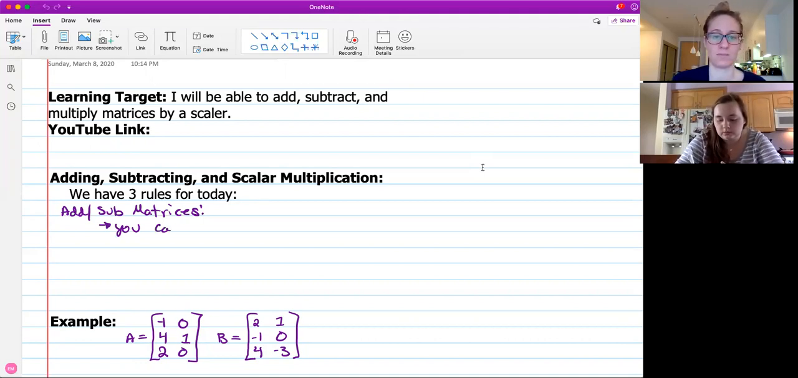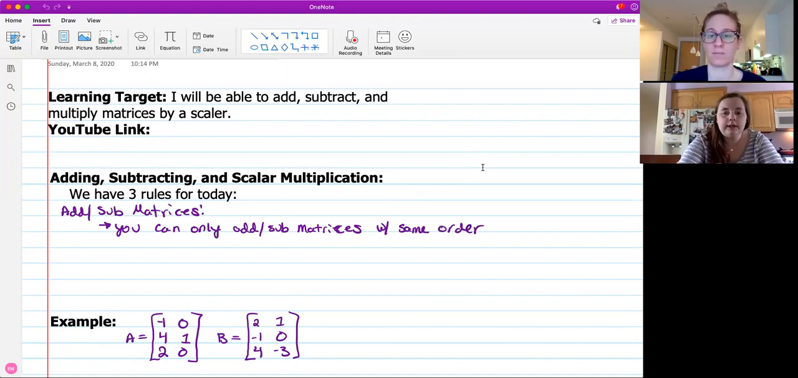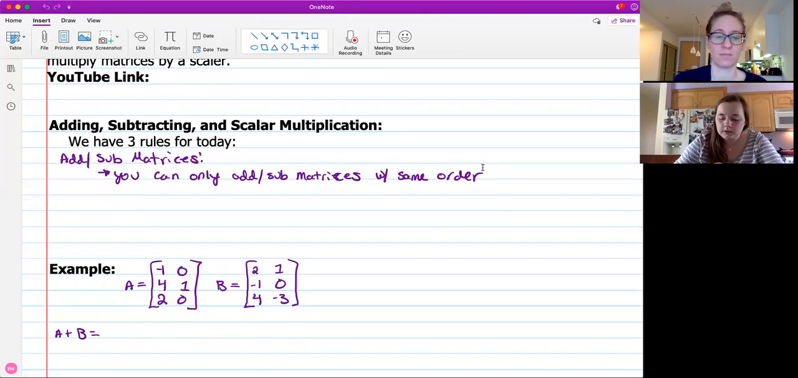So you can only add or subtract matrices with the same order. And if we look at our example down below, you can see that A's order is a 3x2 matrix and B is also a 3x2 matrix, and so we are allowed to add and subtract these matrices as we please. Remember that when you're doing order, rows come first, columns come second. So make sure you have those straight, because if you don't, that will really mess you up this unit.